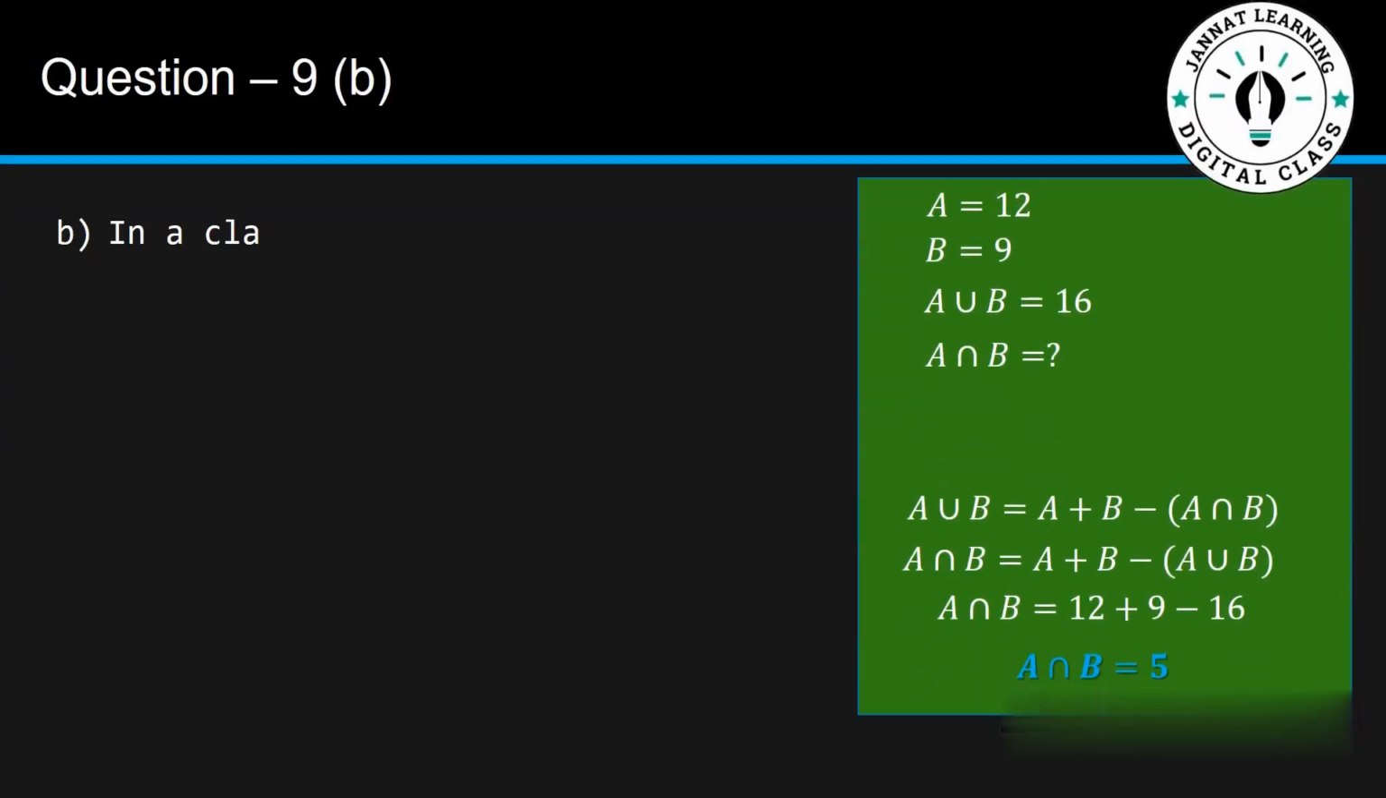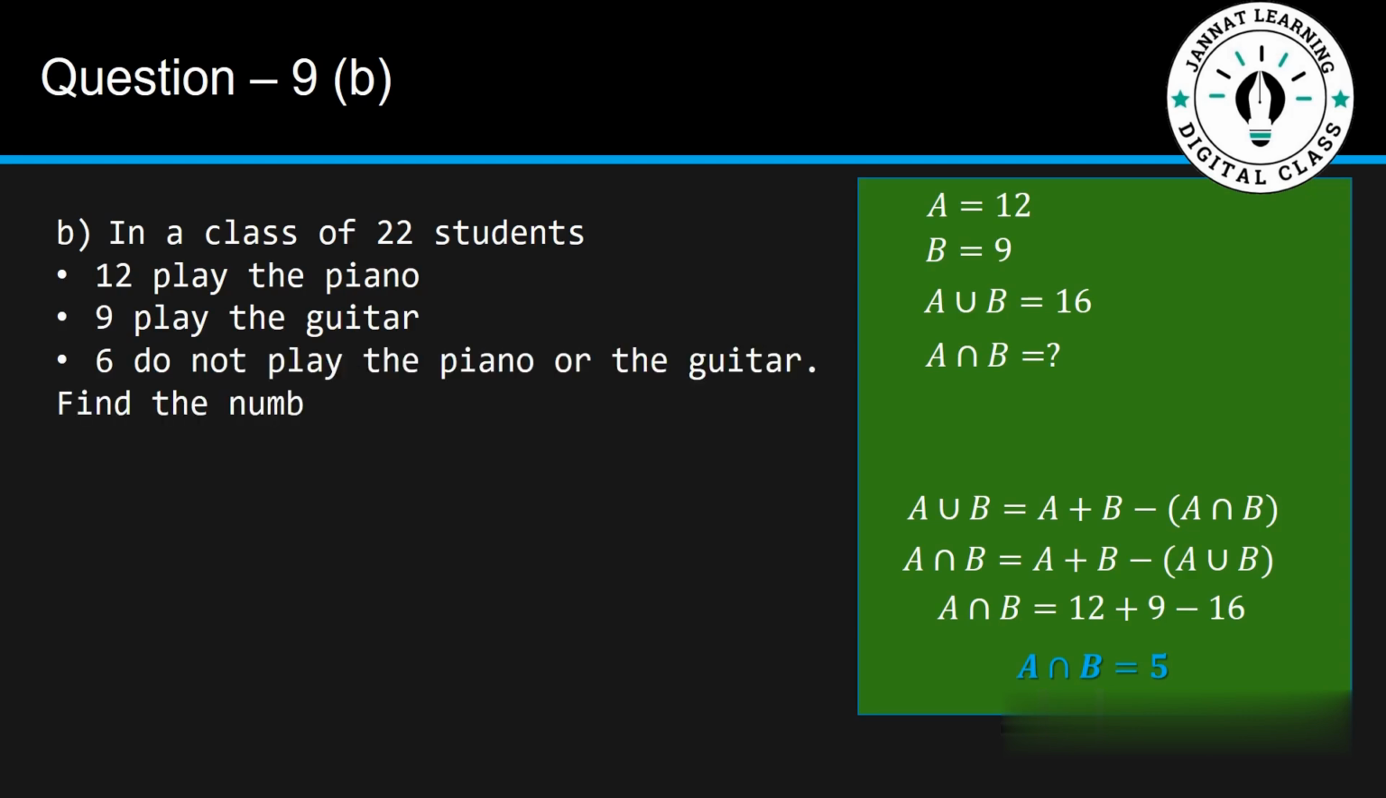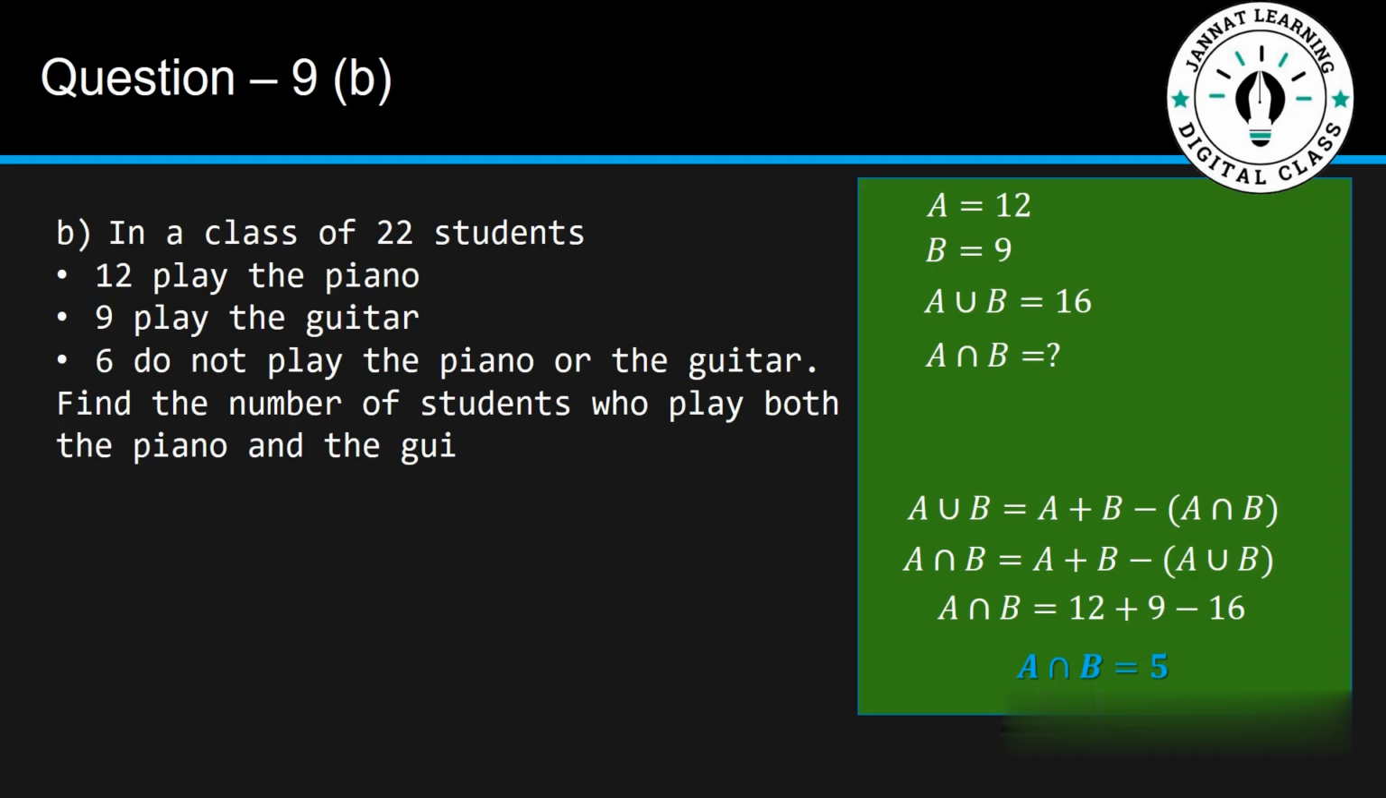In a class of 22 students, 12 play the piano, 9 play the guitar, 6 do not play the piano or the guitar. Find the number of students who play both the piano and the guitar.